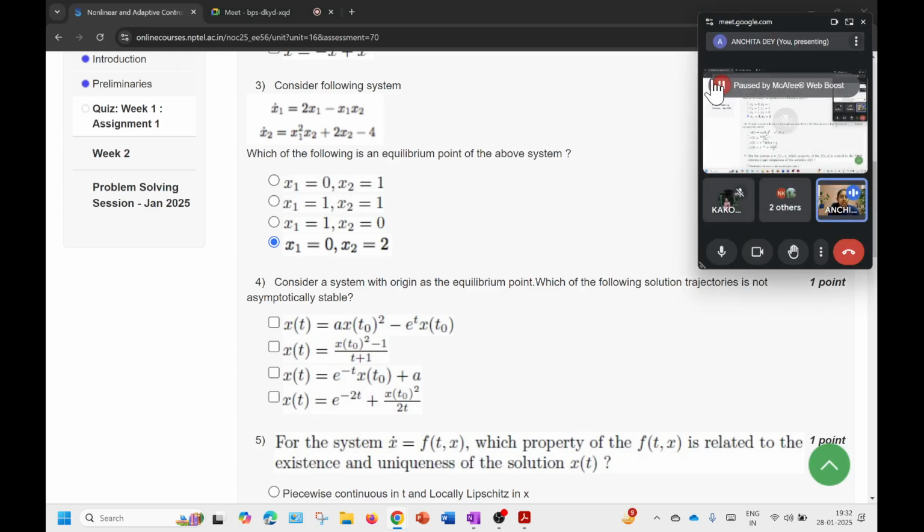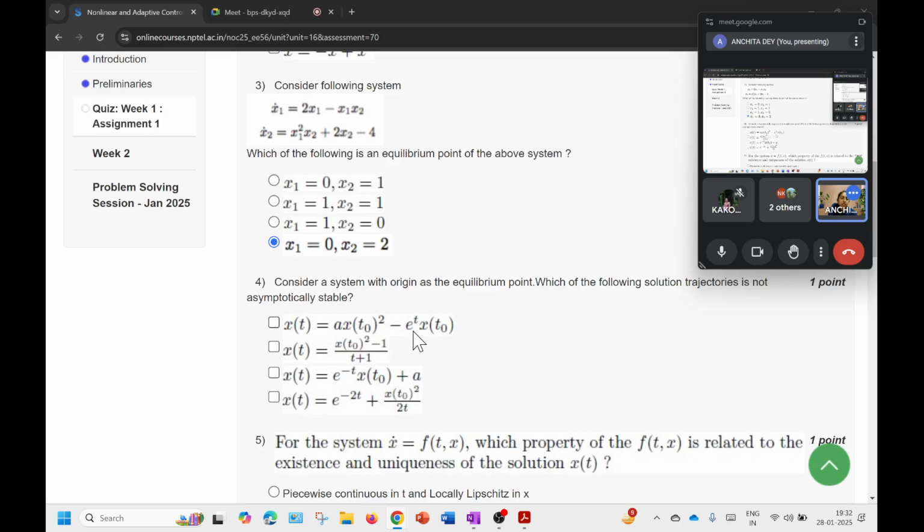So see the first one. We have x(t0). What is x(t0)? That means it's the value of x at time t equal to 0, which is the initial value. So this is some constant value. Say x(t0) is equal to 10. So we have a times 10 squared, which is 100a, minus e to the power t times x(t0), which is again 10. Now you see this is a constant term. It will not go to 0 even as t goes to infinity, right?